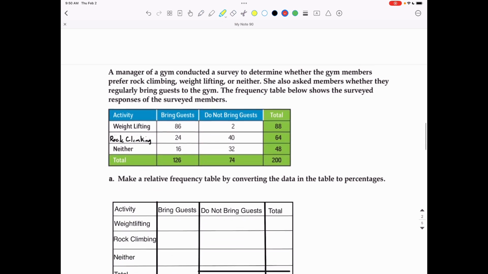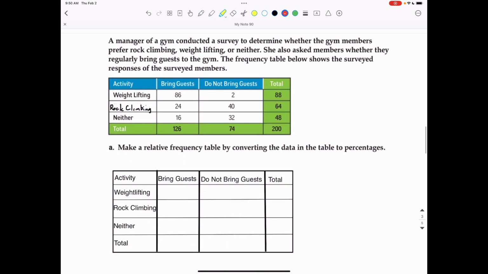For example, a manager of a gym is conducting a survey to determine whether the gym members prefer rock climbing, weightlifting, or neither. She also asked members whether they regularly bring guests to the gym. The frequency table shown below shows the surveyed respondents of the surveyed members. We're going to take this information and make a relative frequency table by converting the data in the table to percentages. So the total number of respondents is 200. So all of these will be divided by 200 and then converted to a percentage.